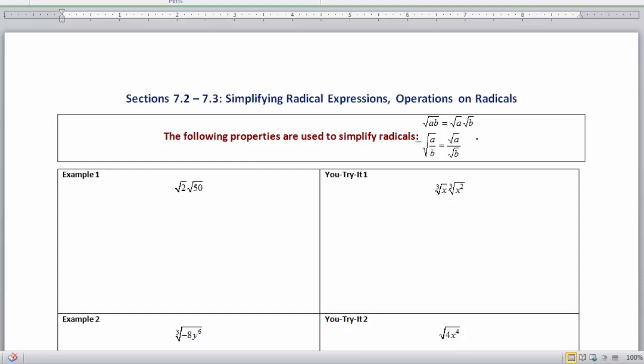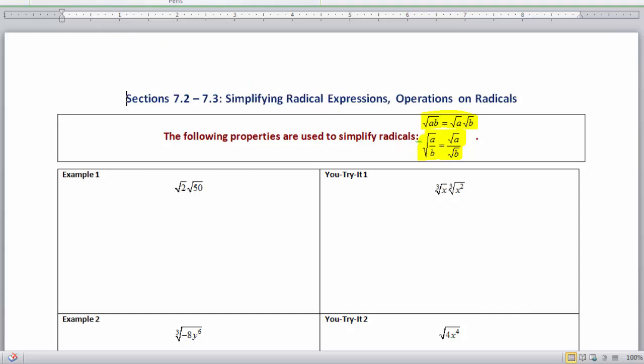Here we have the examples and U-triads for sections 7.2 and 7.3, which deal with simplifying radical expressions, that's section 7.2, and operations on radicals, which is section 7.3. So the first few here are from 7.2, and they deal with simplifying radicals using those two properties, right? These two properties are essentially what you're using to simplify all these radical expressions.